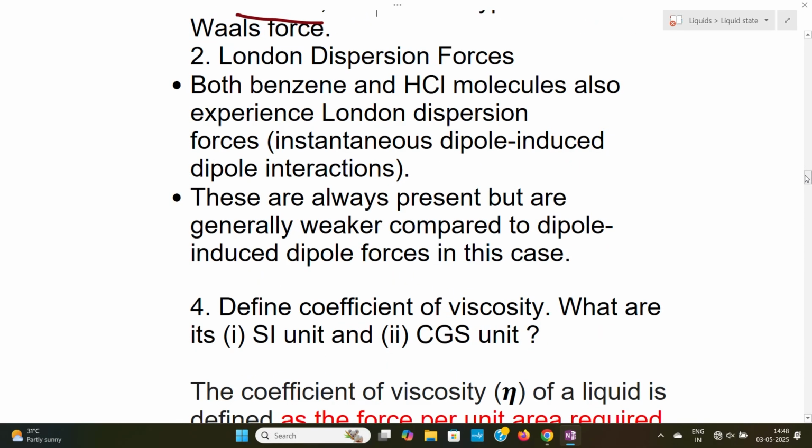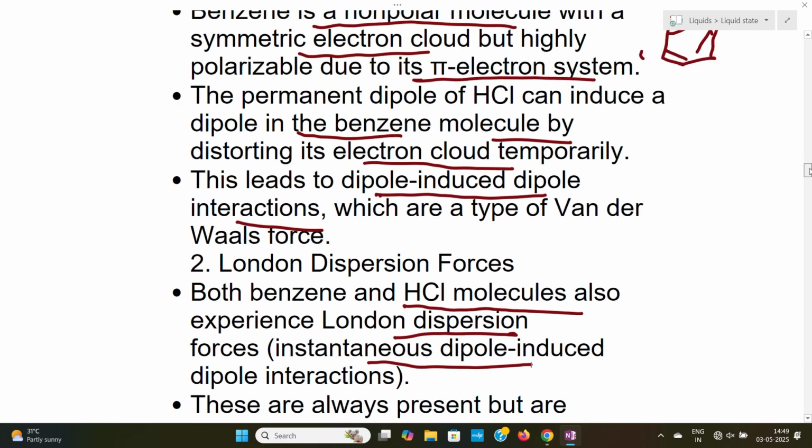And in the case of HCl and benzene, another type is also there, that is London dispersion force, because these instantaneous dipole and induced dipole interactions are present in all molecules. Both benzene and HCl molecules experience London dispersion forces, that is instantaneous dipole induced dipole interactions.